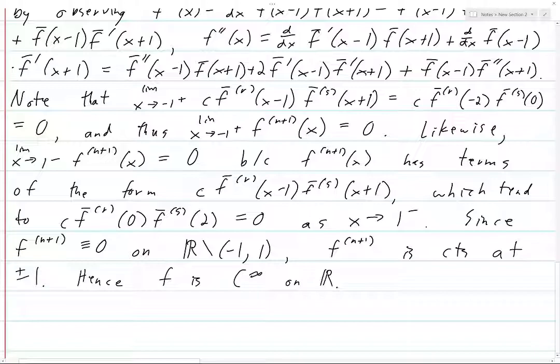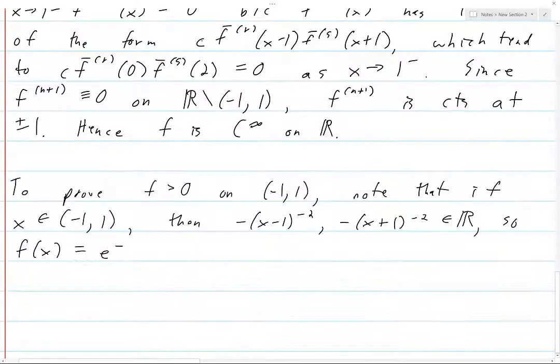To prove that f is greater than 0 on the open interval from -1 to 1, note that if x is in this open interval, then negative x minus 1 to the minus 2 and negative x plus 1 to the minus 2 are both going to be real numbers. So f of x, which is e to this real number times e to this real number, well, if you take e to the x and plug in any real number into x, you'll get a strictly positive number. And so here we're just multiplying two strictly positive numbers together, and so the result is going to be strictly positive. And so there you go.